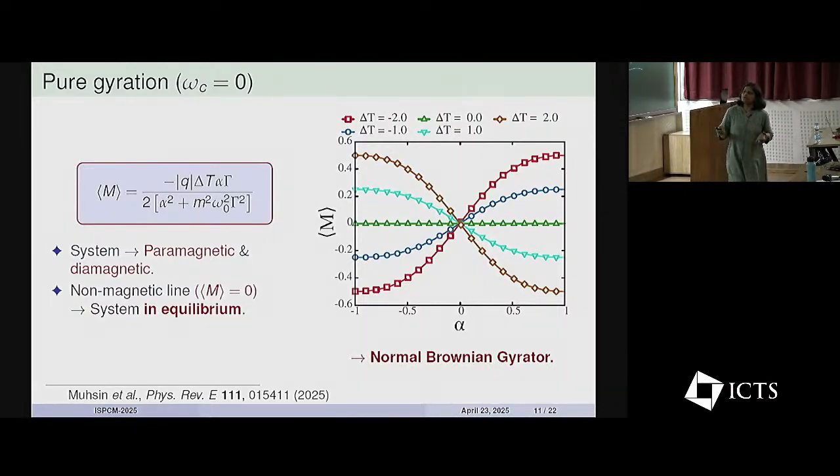We observe that this is the case of a normal Brownian gyrator, and the system exhibits a magnetic transition from diamagnetic to para or vice versa through a non-magnetic line, and that non-magnetic line leads to the state where the system approaches thermal equilibrium. So this is consistent with the Bohr-van Leeuwen theorem for classical equilibrium systems.